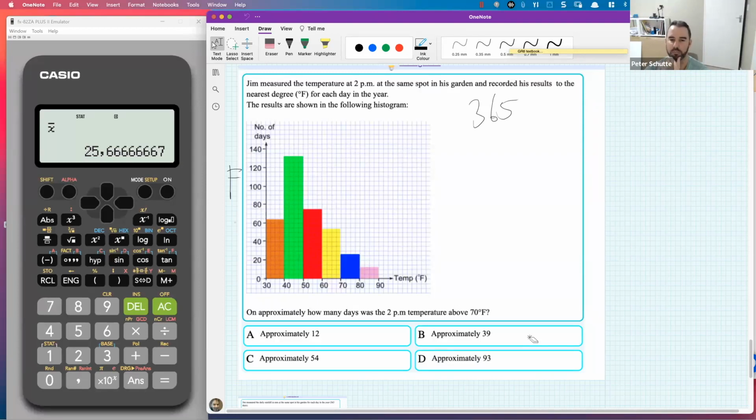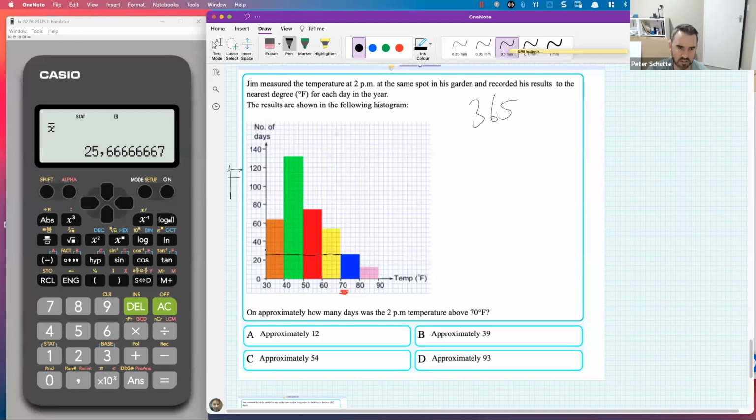And then answer the option A, B, C, or D. I guess I should probably find 70 first, huh? So there's 70 degrees, and it has to be greater than 70. How many days were between 70 and 80? What is the scale here?